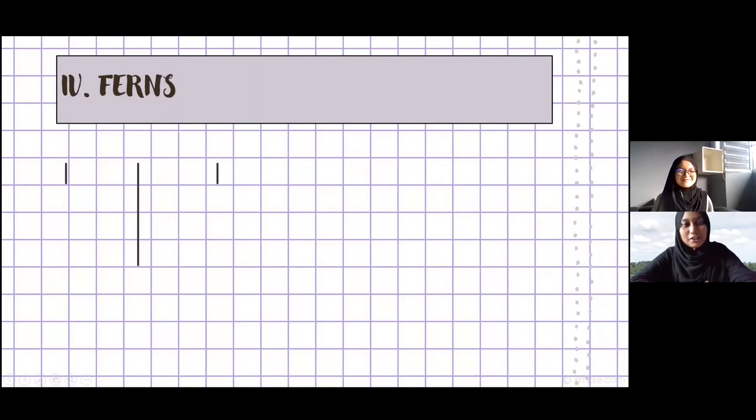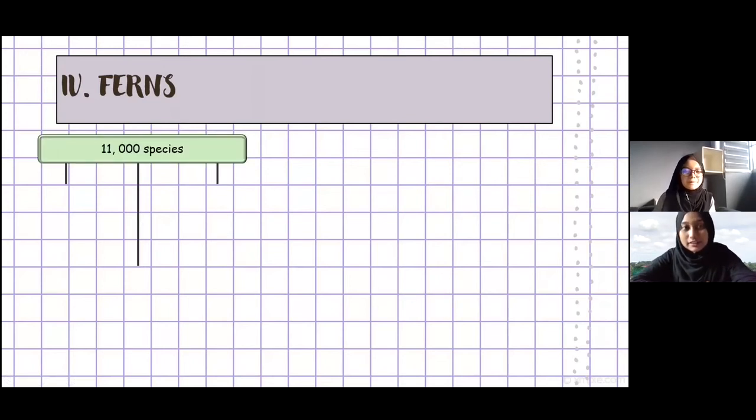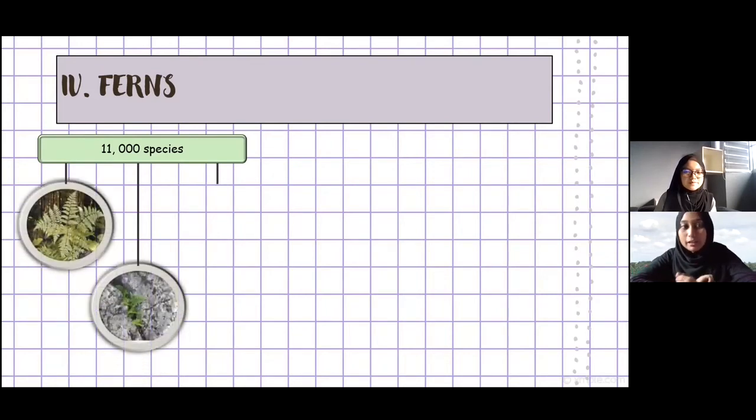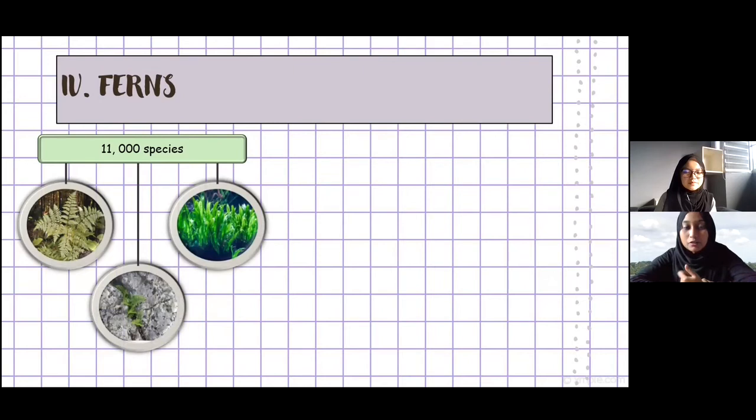Hello guys, so we are moving on to the ferns. We have 11,000 species of ferns. Normally ferns live in dry and rocky places, and ferns are also adapted to be aquatic plants.